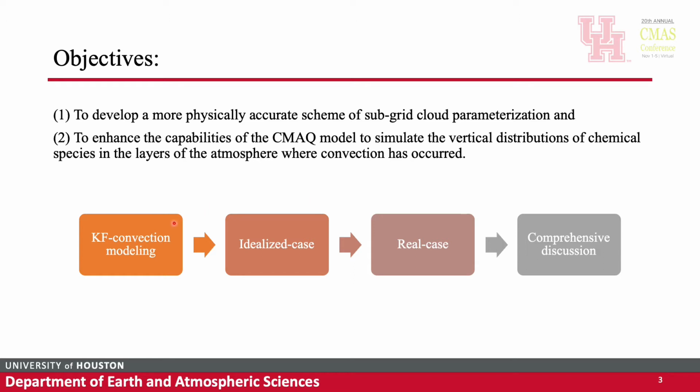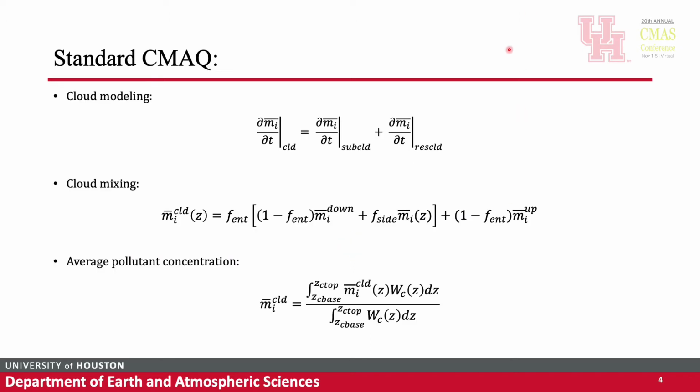The steps that we took for this study include, first, introducing the KF convection and explaining its differences with the current CMAQ model. Then we designed an idealized case, where we removed all the physical processes of CMAQ and only focused on the KF convection impact. Then we moved our model to a real case scenario, the KORUS-AQ aircraft campaign in 2016 over East Asia. And finally, we discussed the impacts of KF convection by separating the vertical change in concentration and long-range transport of pollutants.